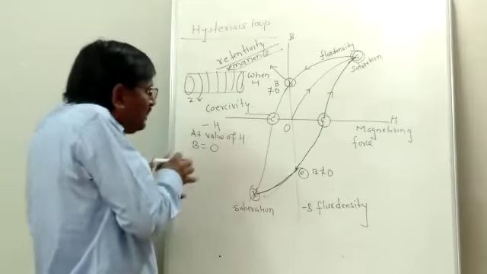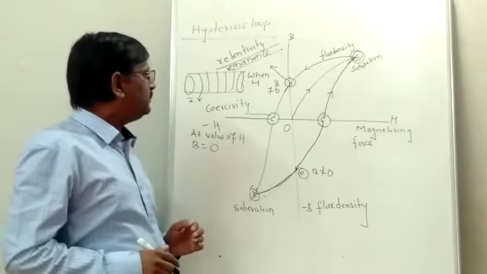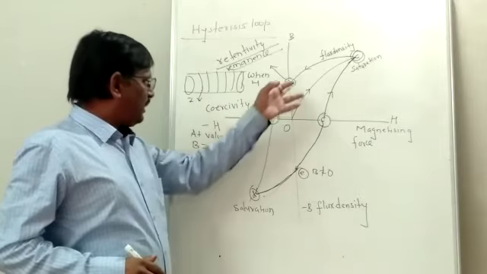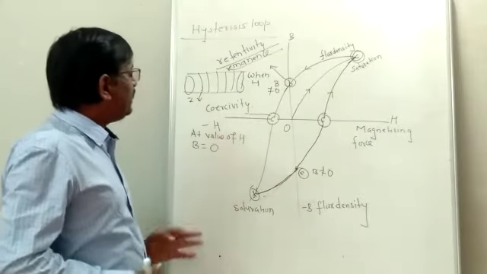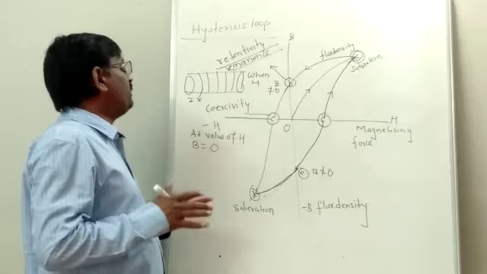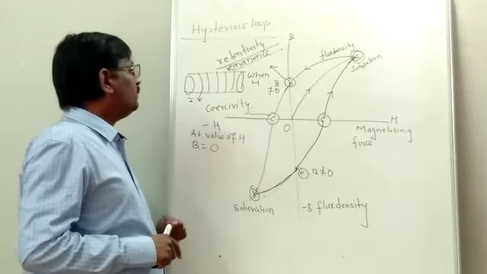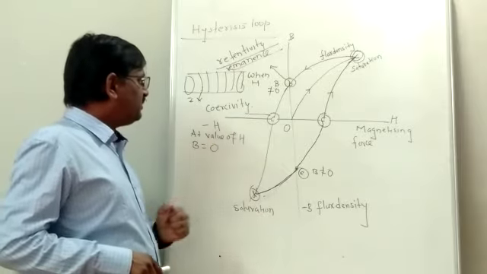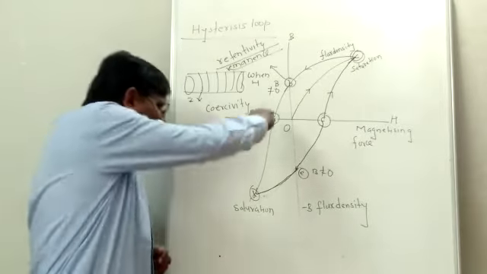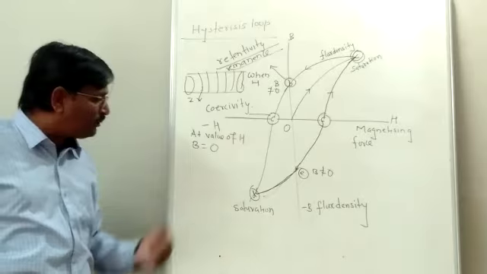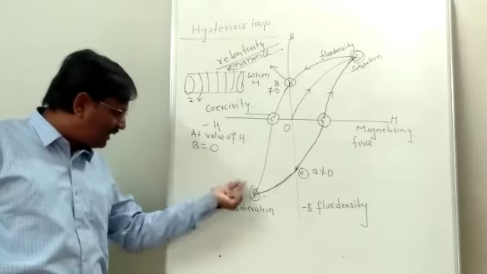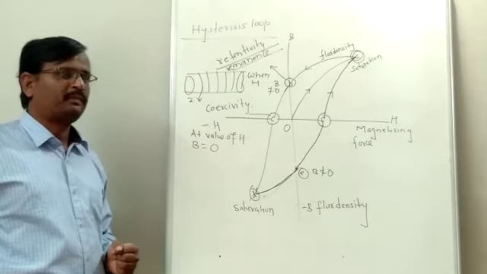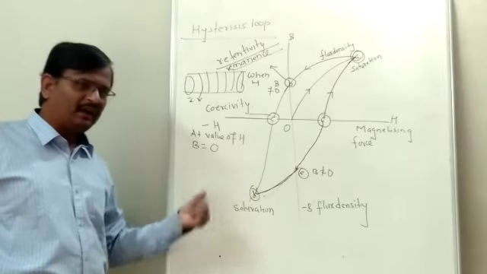When the current is reversed in the solenoid, at a certain value of H, the value of B becomes 0. This is called coercivity, represented by the letter C. And when the reverse current is increased, we get the saturation point D, the saturation magnetization.